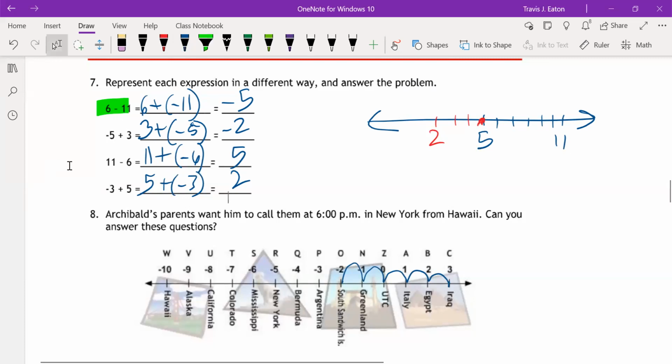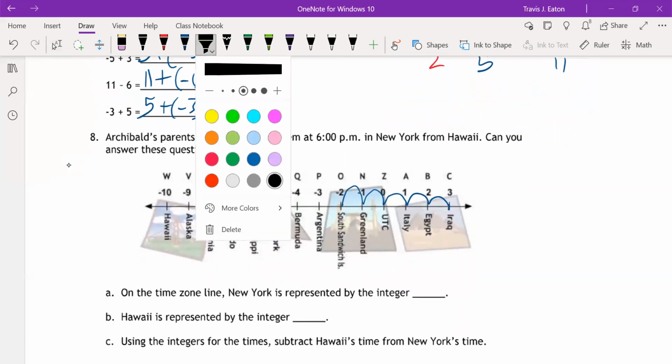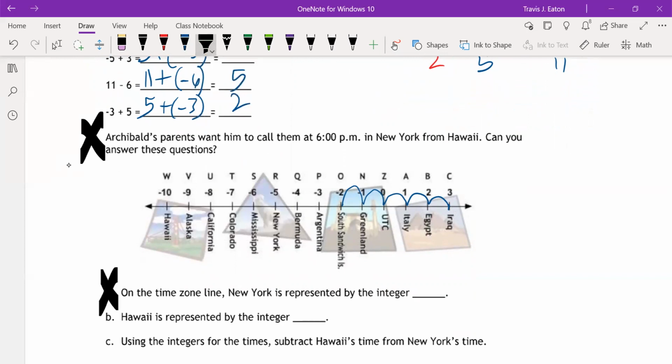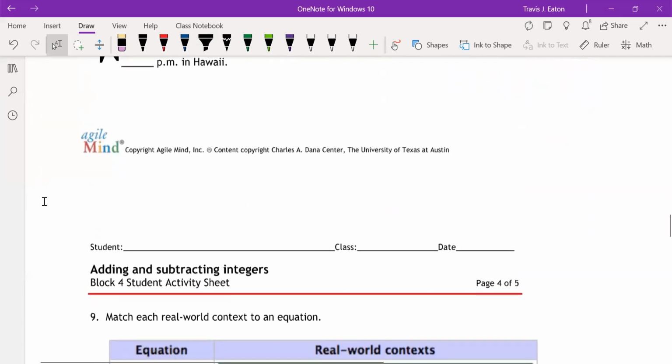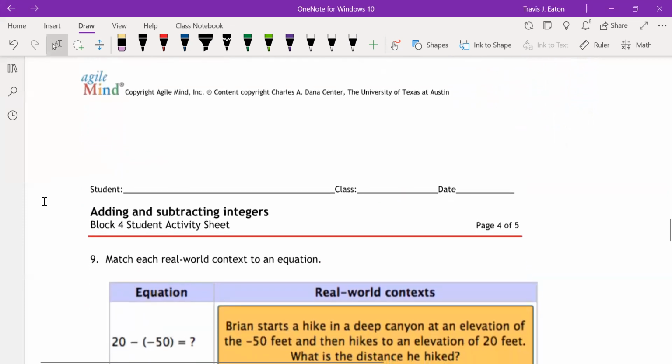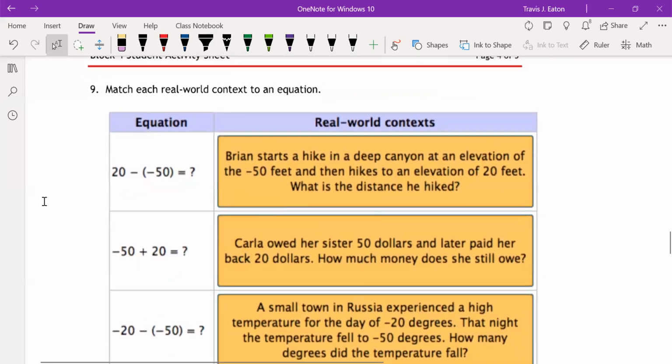All right. So we're just playing around with some subtraction of integers, positive, negative numbers. We are not going to worry about number 8. So I'm just going to block that out for you. 8, not A, not B, not C, not D, not E. We're just not going to worry about it today. And we're going to skip on down to number 9, which says, match each real-world context to an equation.